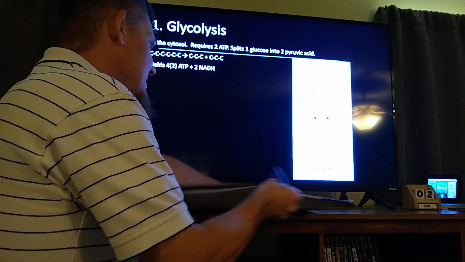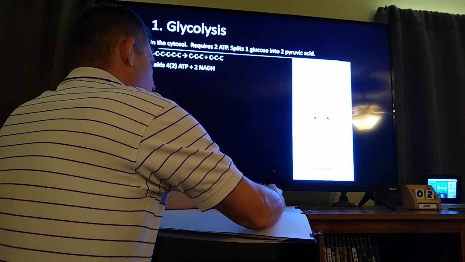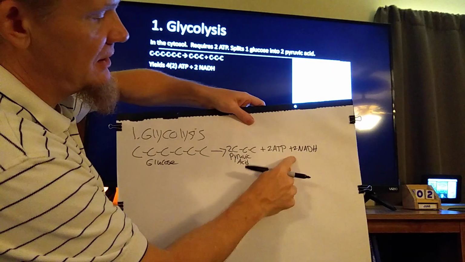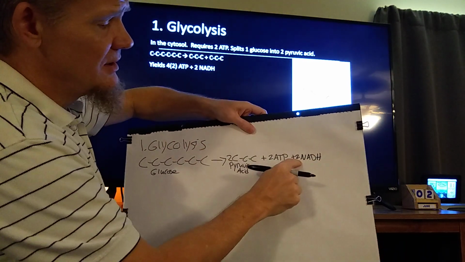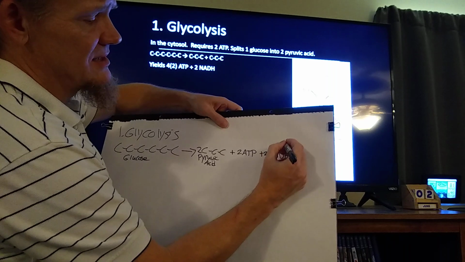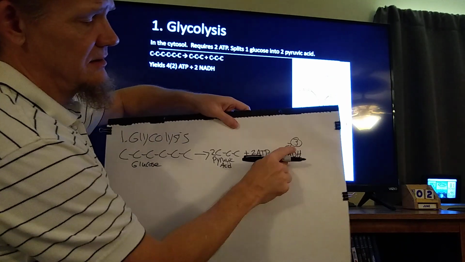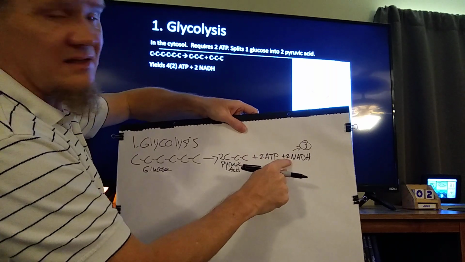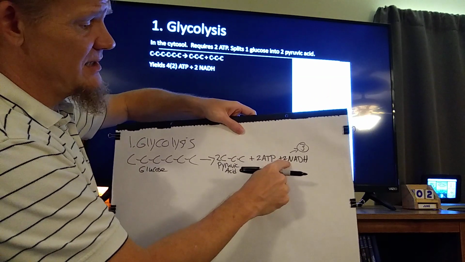The other thing that we get is this thing called NADH. 2 NADHs. Remember, the NADHs are going to go to step 3, and we'll catch up with them there. This is cash in my pocket. This is tips on the credit card. I have to wait till the end of the night to get those.